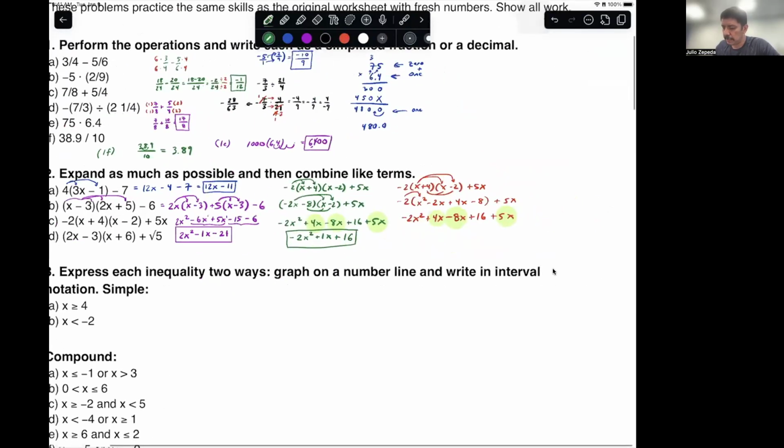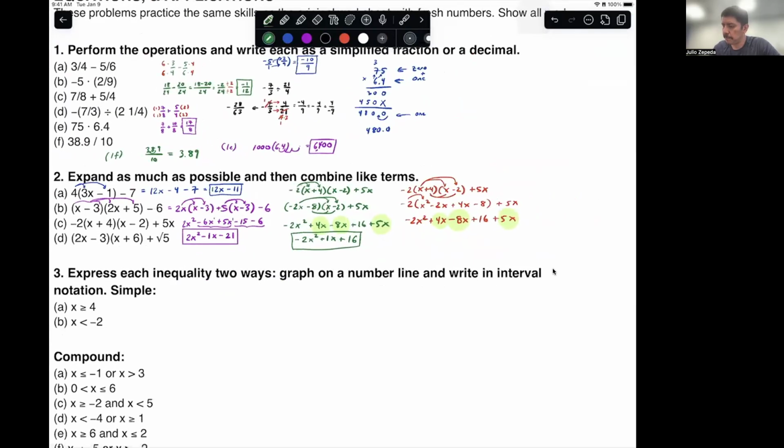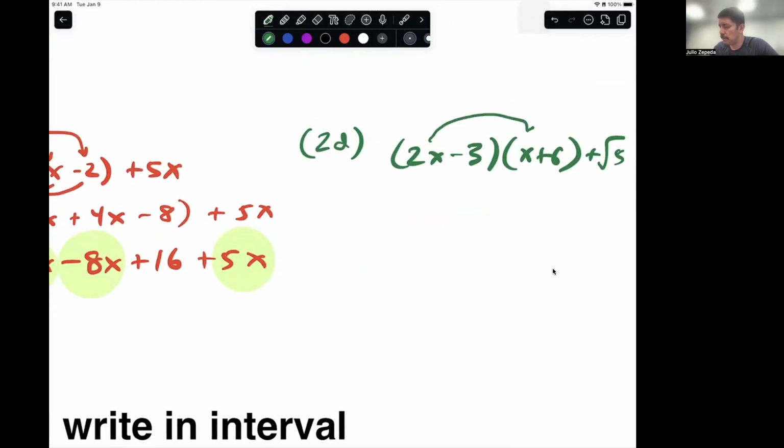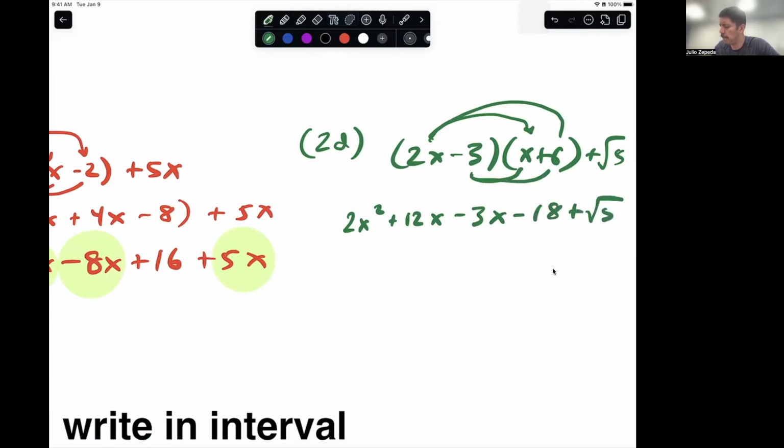And finally, let's take a look at the last problem, 2D. This is 2x minus 3 times an x plus 6 plus the square root of 5. And so, okay, we'll do the distributive property using the FOIL method. 2x squared plus 12x minus 3x minus 18 plus square root of 5.